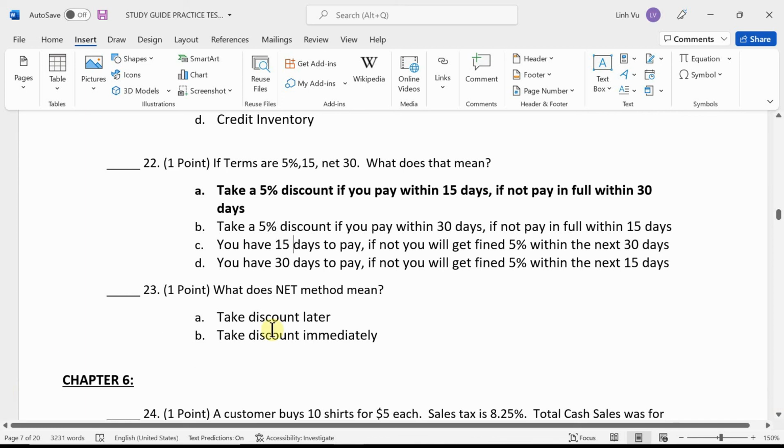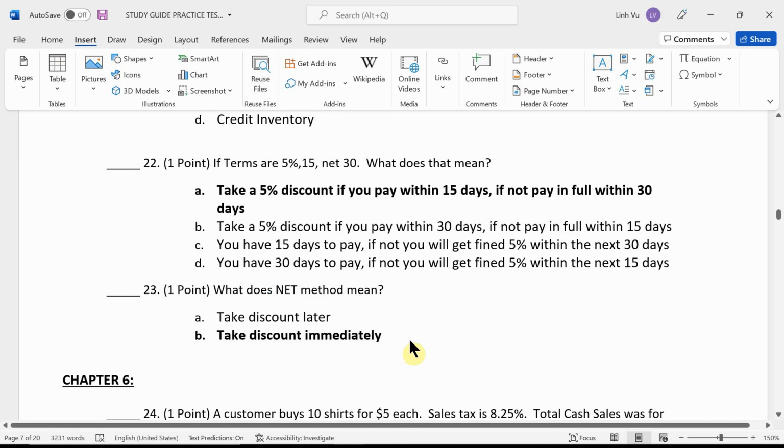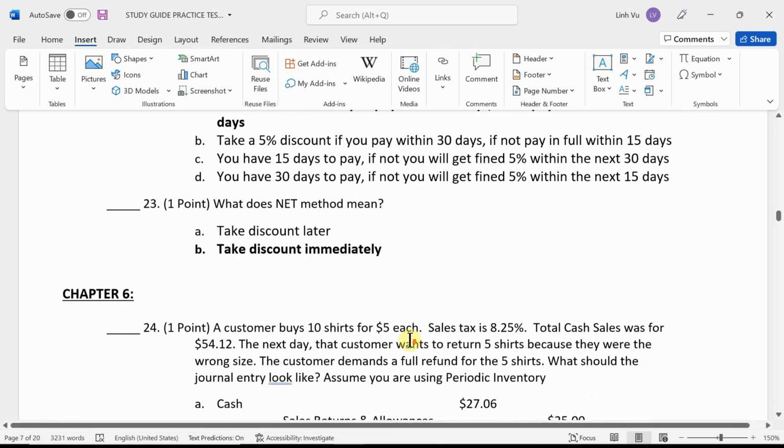B. You're going to take the discount immediately. So think of it like paychecks, right? You have your gross pay and your net pay. What is your net pay? It's when they take all the taxes out, where your gross pay is before all the taxes are taken out. So that's the same idea here. Gross method is you don't take the discount now, you take it later. Net method, you take the discount out immediately.